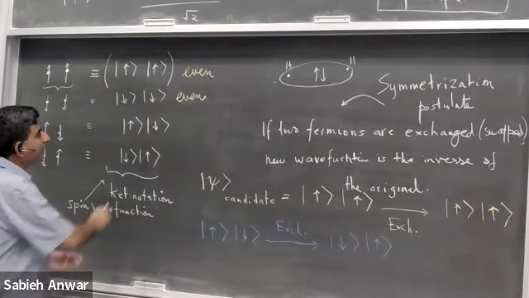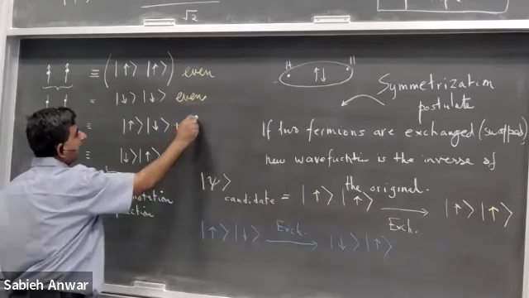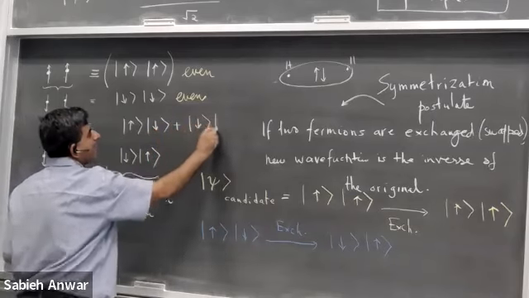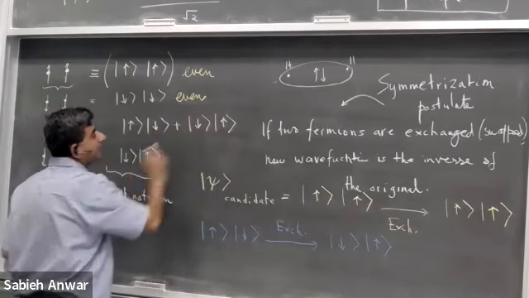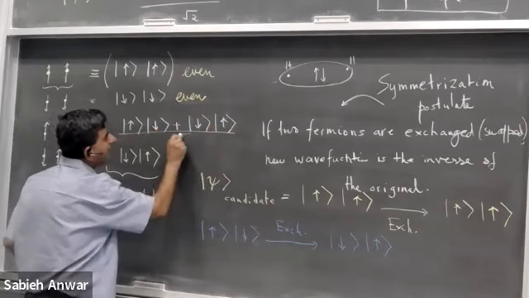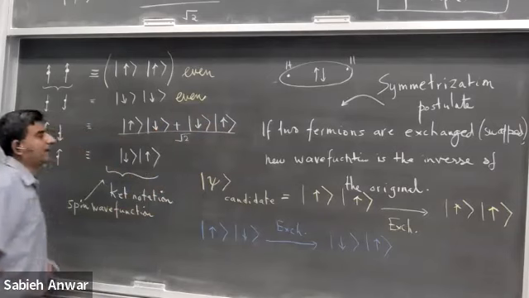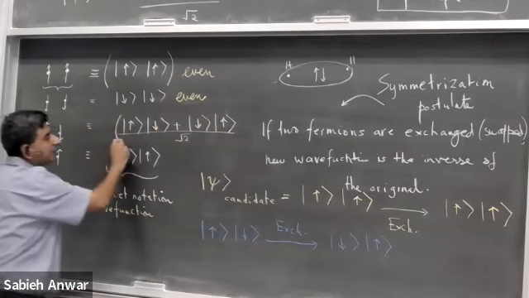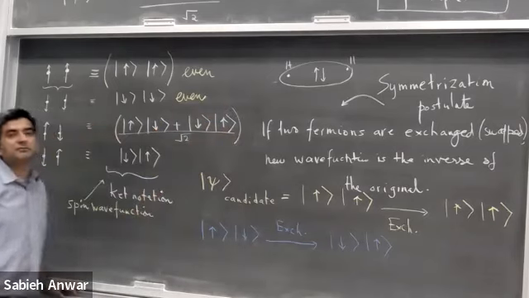However, if I make a superposition of this kind, and I put a square root of 2 with this just for normalization. Now, is this wave function even or odd?